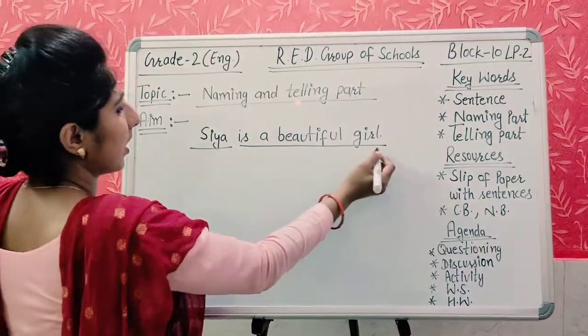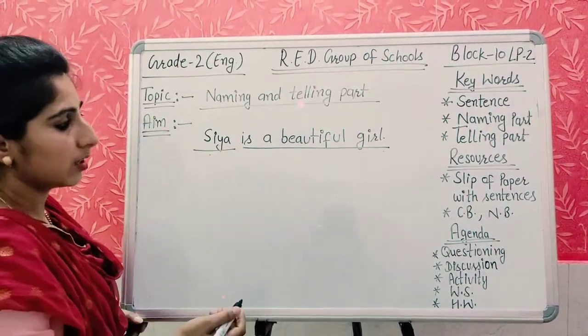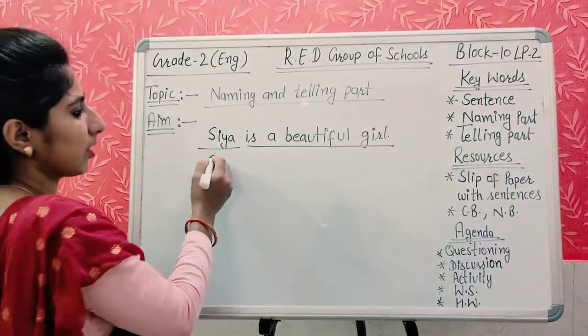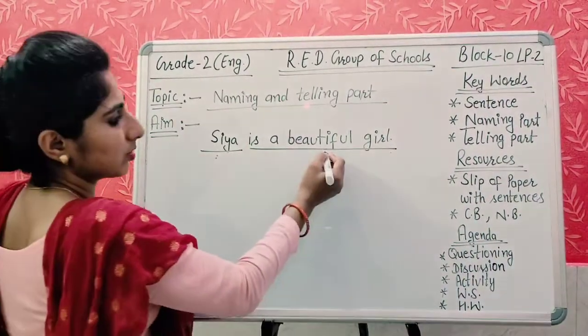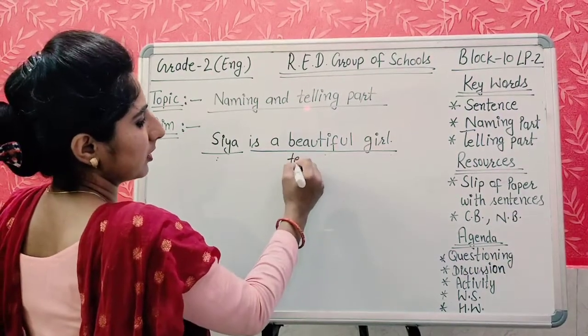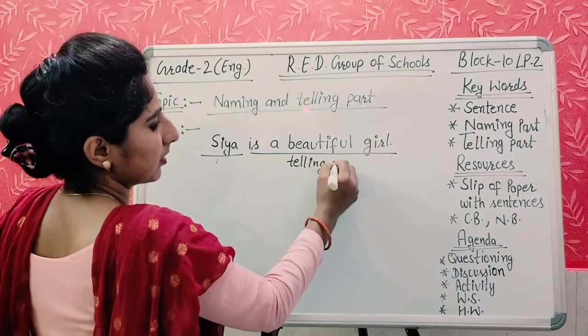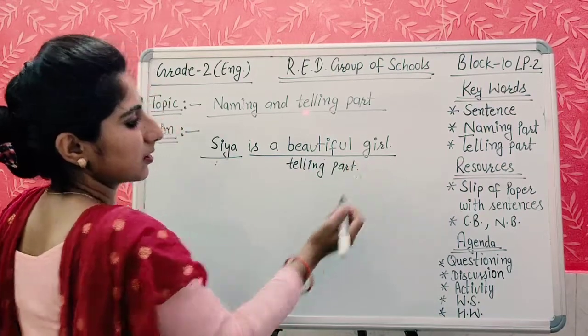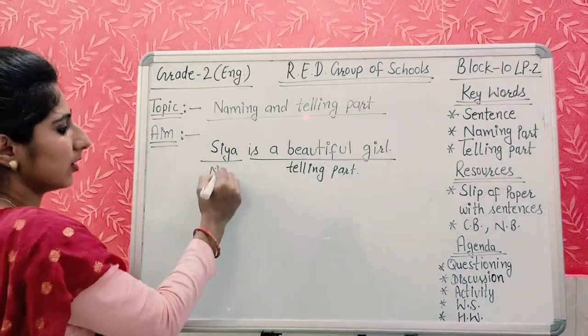These words are all telling about Sia. Means these words are giving information about this naming part. So this is the telling part, as it is giving information about the naming part.